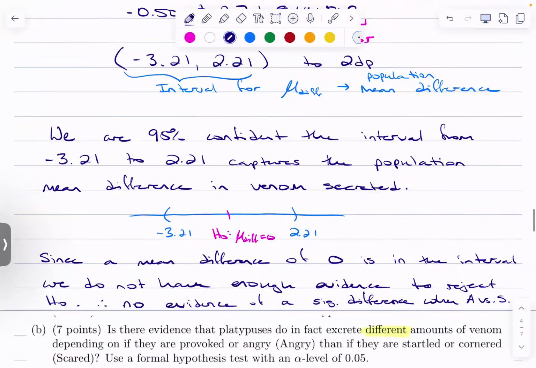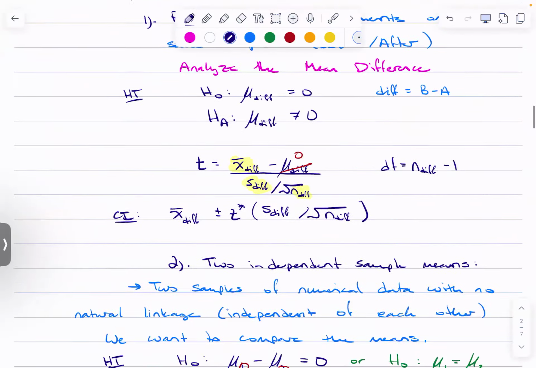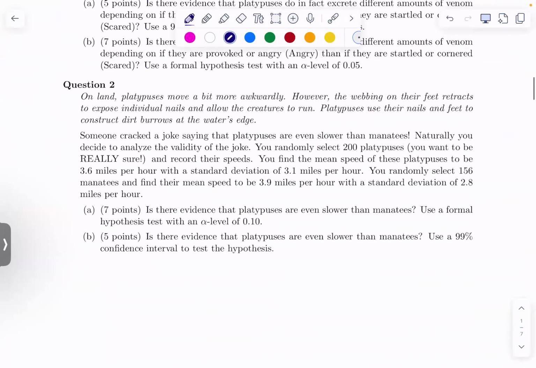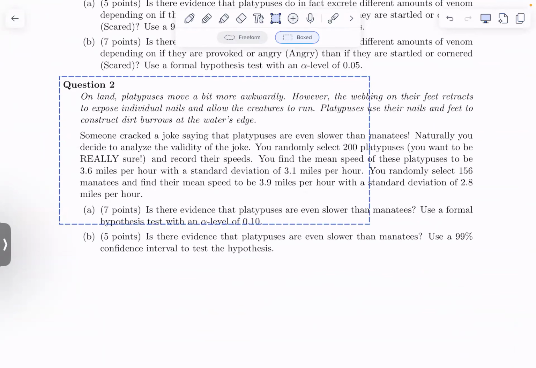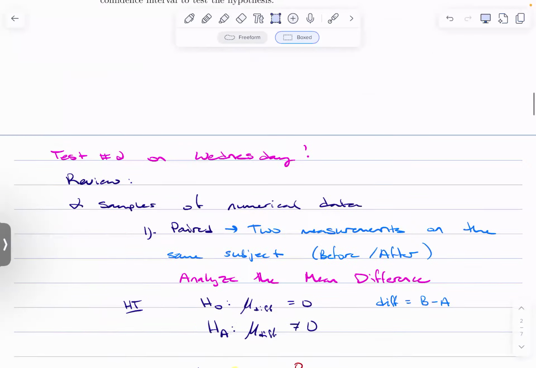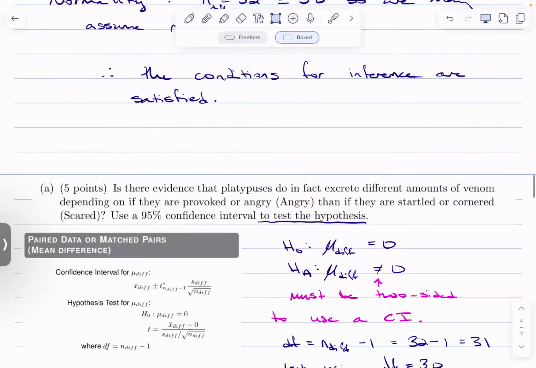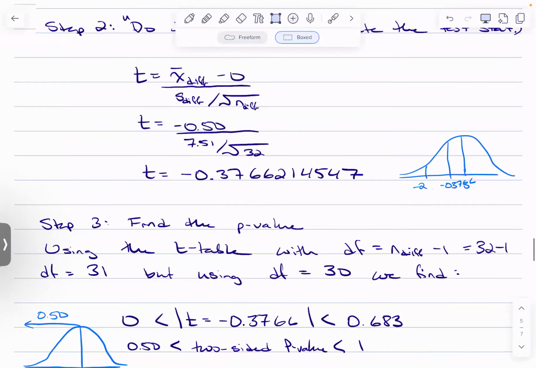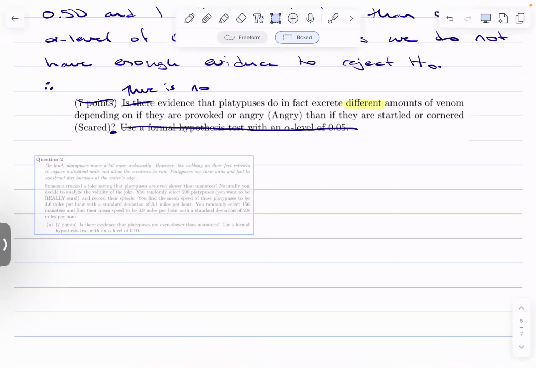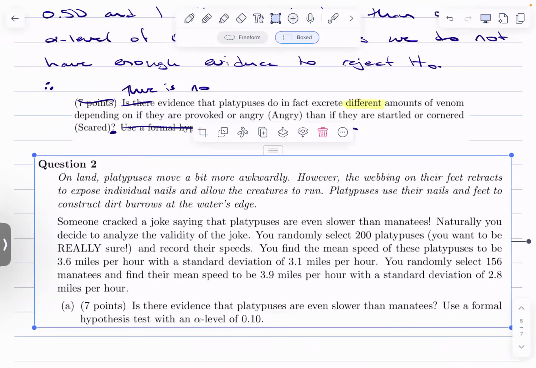Now, where is this? P. On to the next question.